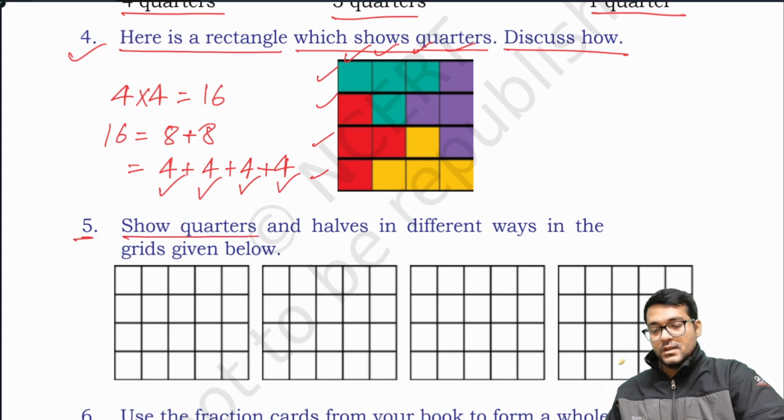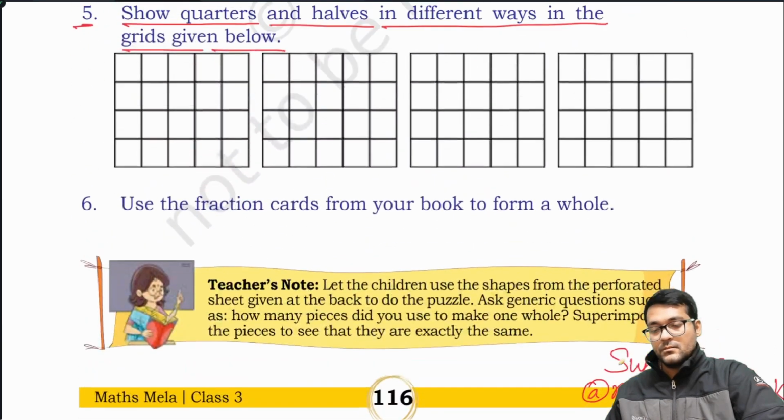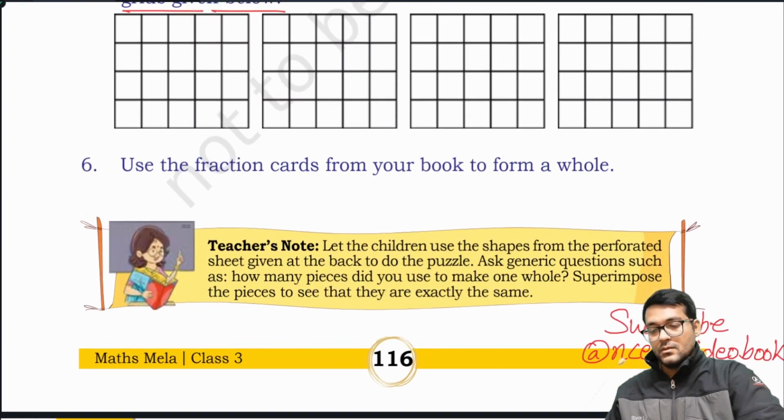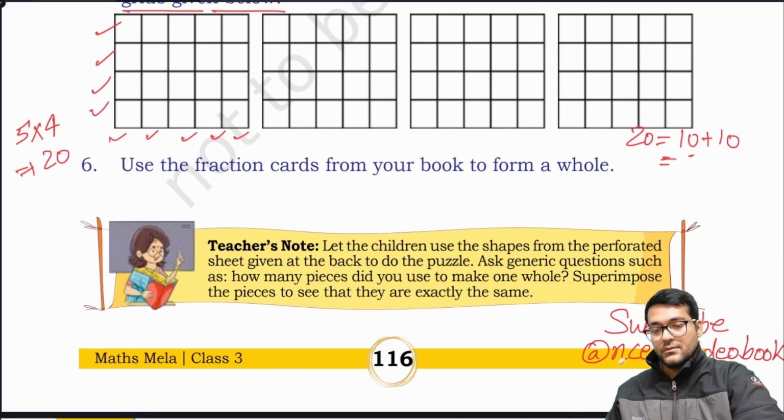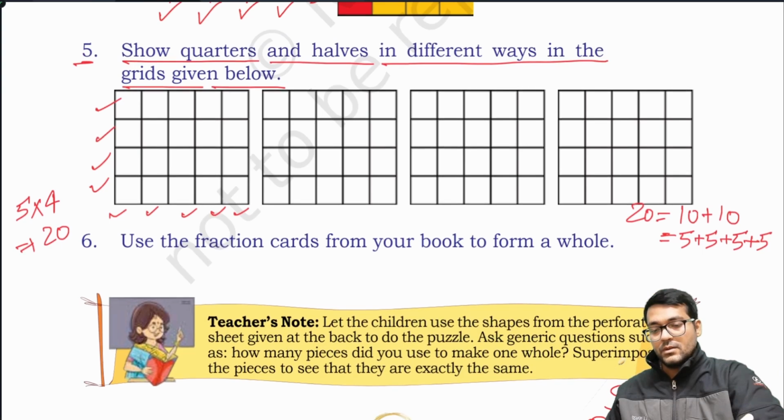5. Show quarters and halves in different ways in the grids given below. 1, 2, 3, 4, 5. 1, 2, 3, 4. That means 5 into 4. There are 20 blank spaces. 20 can be written as 10 plus 10 or 5 plus 5 plus 5 plus 5. That means 1 quarter will be 5. To show 1 quarter, you can color any 5. To show half, you can color any 10.